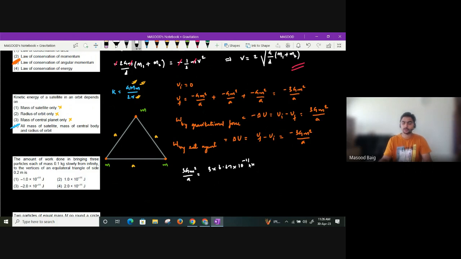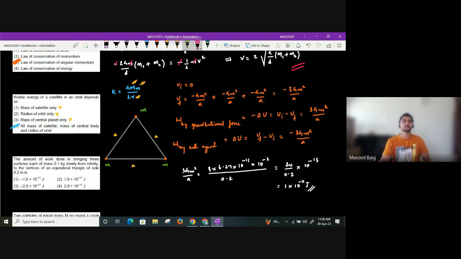M value is 0.1, whole square will be 10 power minus 2, divided by the side, which is 0.2 meters. I can write it as 0.2 only. So what will this become, guys? 3 into, this will be near about 20. 20 by 0.2 you will get, which is 20 divided by 0.2 into 10 power minus 13. 0.2 can be written as 2 by 10, so it will become 200 by 2, which is 100 into 10 power minus 11. So 1 into 10 power minus 11 joules will be the answer.